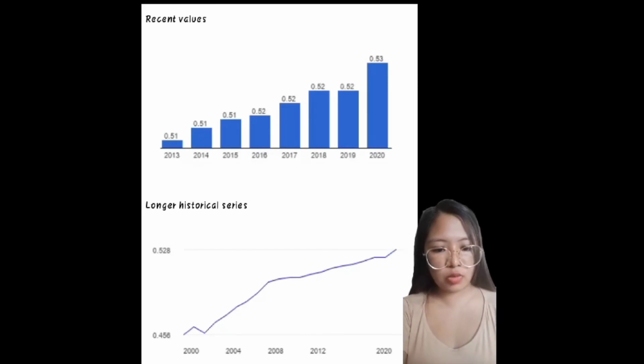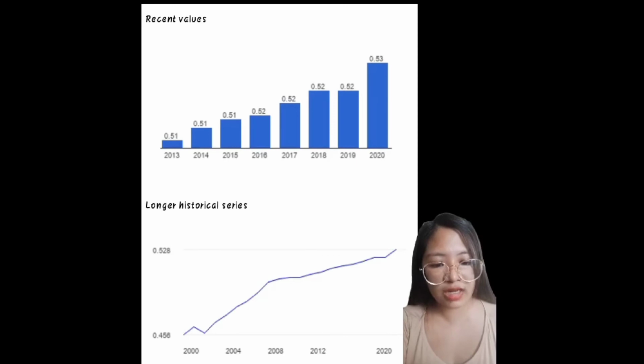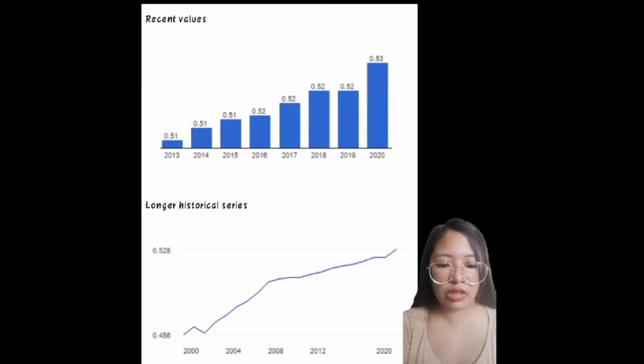Data for Madagascar from 2000 to 2020: the average value for Madagascar during that period was 0.496 points, with a minimum of 0.456 points in 2000 and a maximum of 0.528 points in 2020. The latest value from 2020 is 0.528 points. For comparison, the world average in 2020 based on 185 countries is 0.724 points.